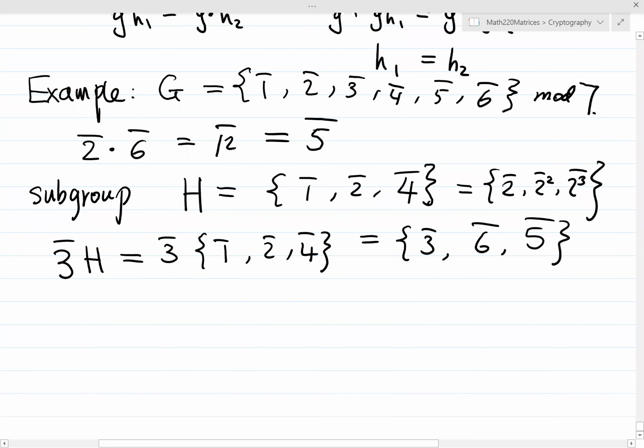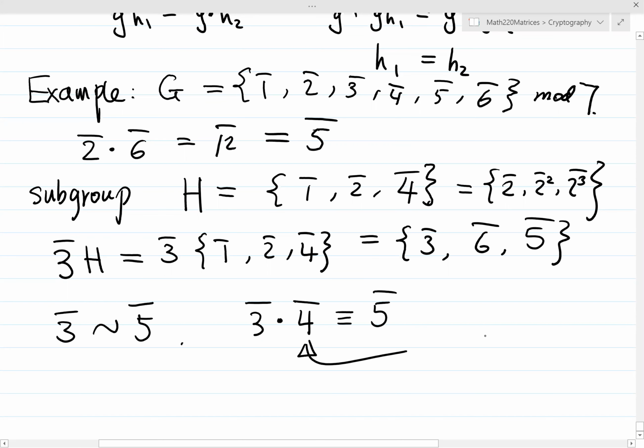Now for instance, anything in the coset of 3H is equivalent to 3. For instance, 3 is equivalent to 5, because we can find an element: 3 times 4 is 12, and 12 mod 7 is 5. Here 4 is in H, so they differ by elements in H. So 3 and 5, they are equivalent.